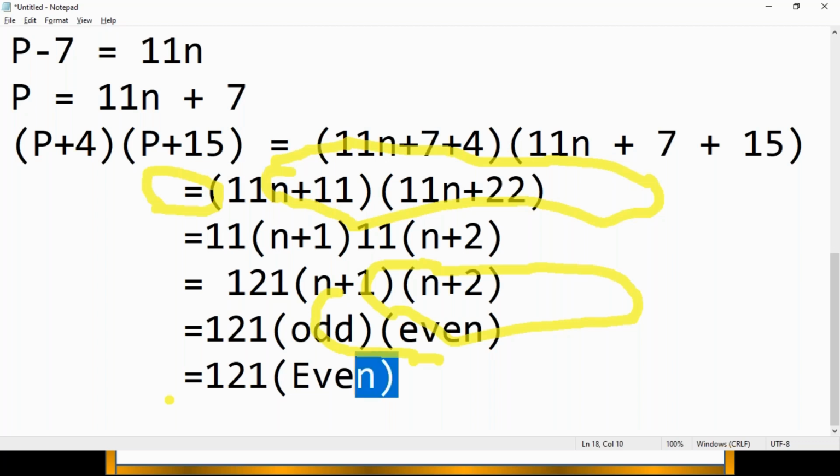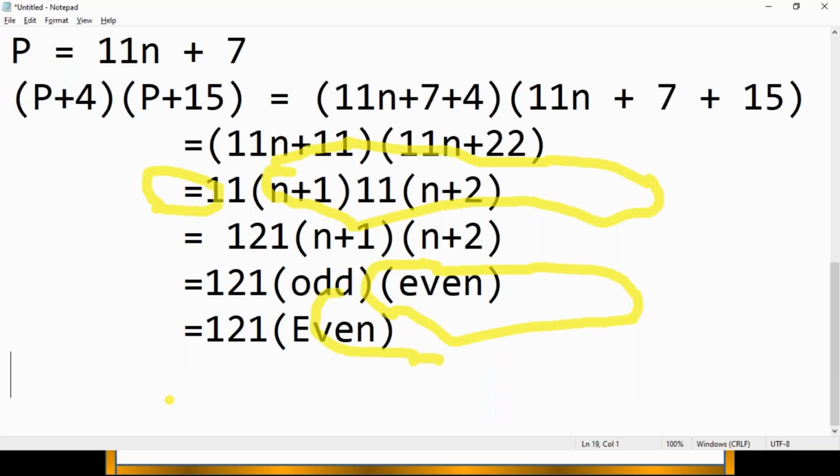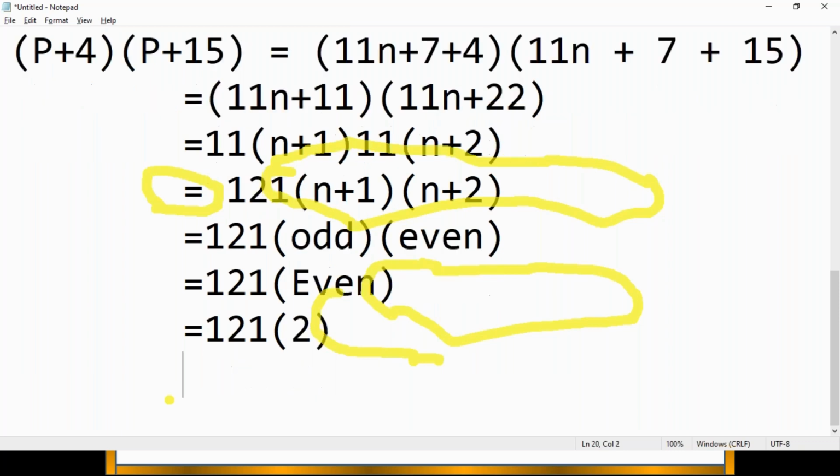So what is the smallest even number? 2. So an even number is always exactly divisible by 2. So 121 into 2 is 242. A very simple example for your understanding purpose. I gave a clear explanation to you.